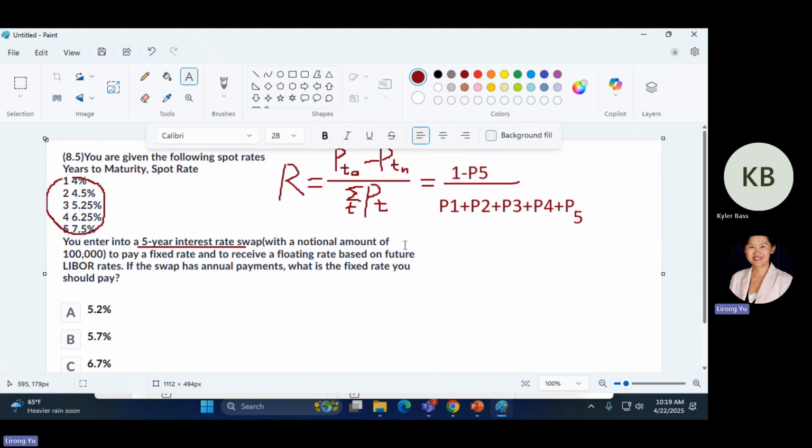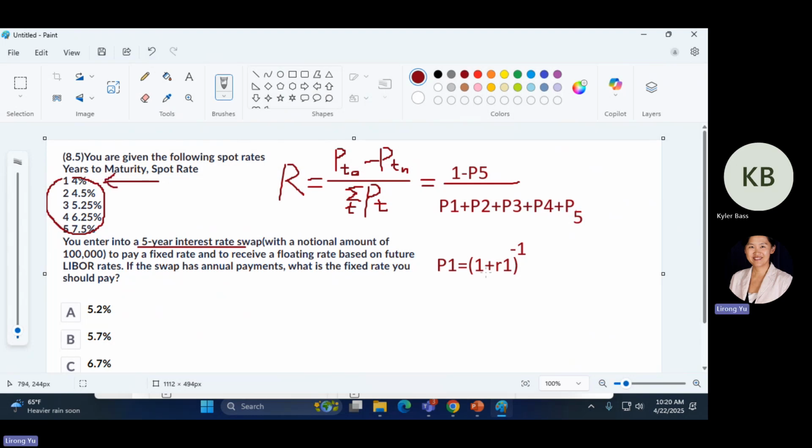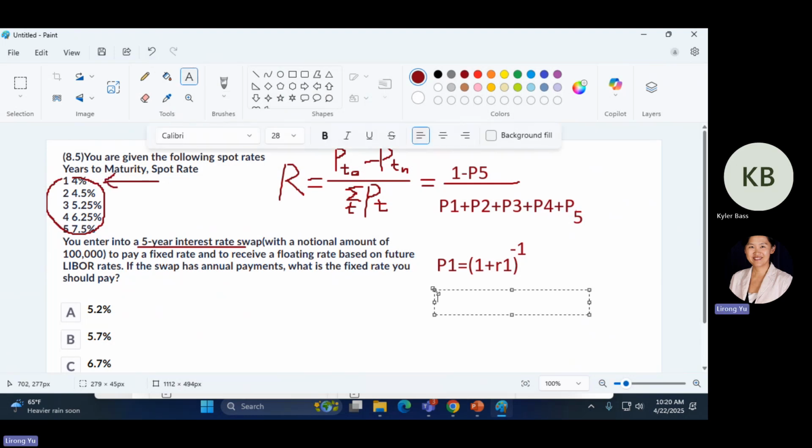All right, and then you're going to calculate the interest rate. We have to know how to calculate each one of these. P1 is equal to, this is the calculation, 1 plus R1 to the power of -1, and there's our R1. And then the calculation for P2: it's the price of $1 at time 2 discounted back to time 0, so it's 1 plus R2 raised to the power of -2.